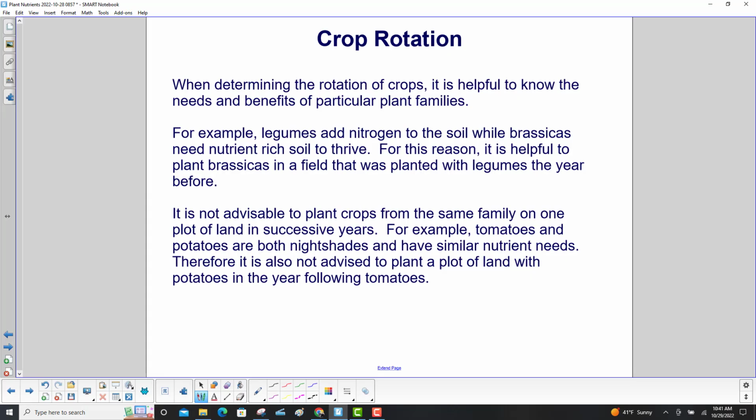When determining the rotation of crops, it is helpful to know the needs and benefits of particular plant families. For example, legumes add nitrogen to the soil, while brassicas need nutrient-rich soil to thrive. For this reason, it is helpful to plant brassicas in a field that was planted with legumes the year before. It is not advisable to plant crops from the same family on one plot of land in successive years. For example, tomatoes and potatoes are both nightshades and have similar nutrient needs. Therefore, it is also not advised to plant a plot of land with potatoes in the year following tomatoes.